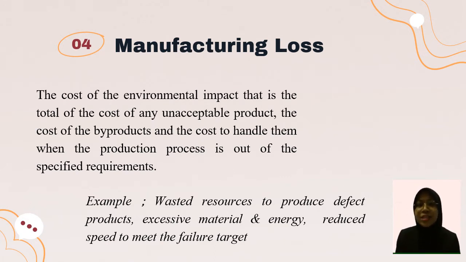The two categories of environmental hidden costs. First is environmental manufacturing loss. Environmental manufacturing loss is the cost of the environmental impact, that is the total of the cost of any unacceptable product, the cost of the byproduct and the cost of handling them when the production process is out of the specified requirement. For example, wasted resources to produce defective products, excessive material and energy, and reduced speed to meet the failure target.